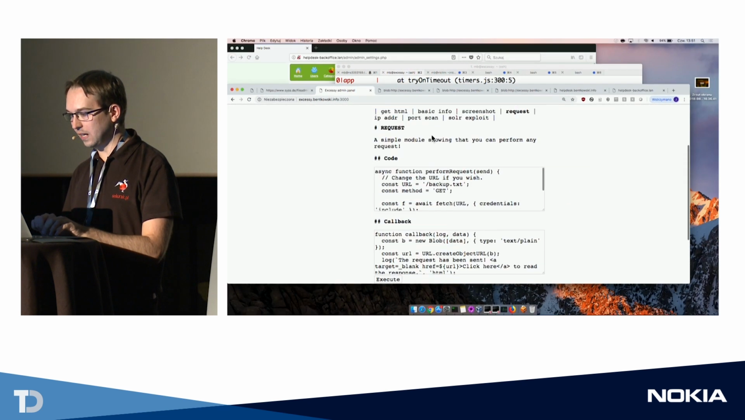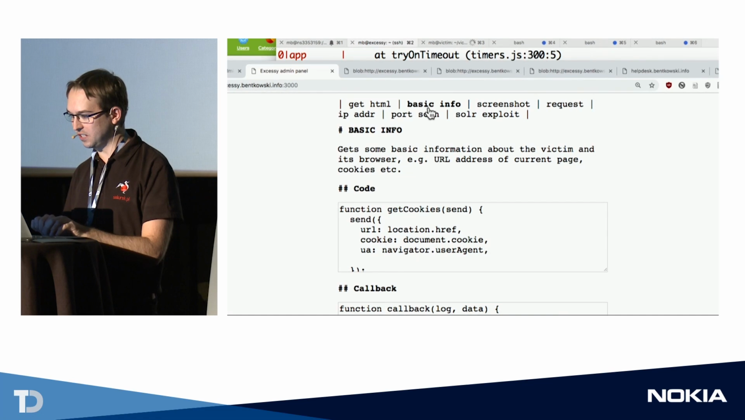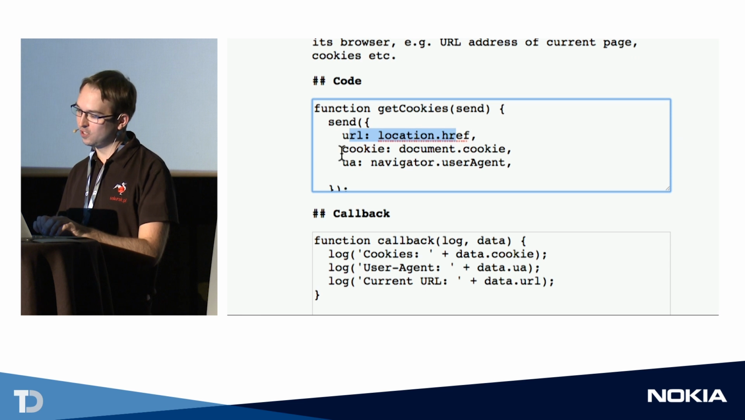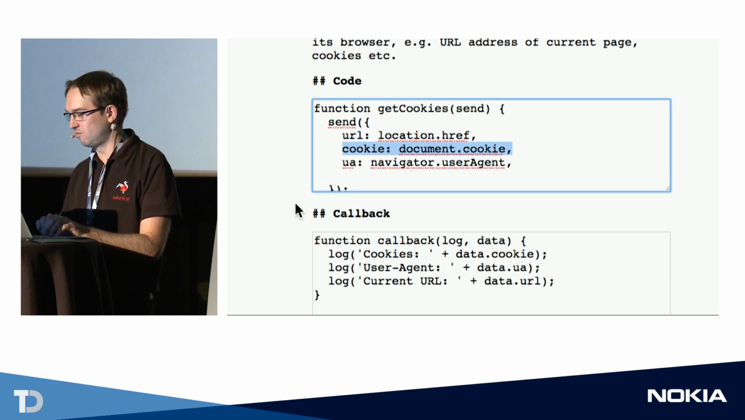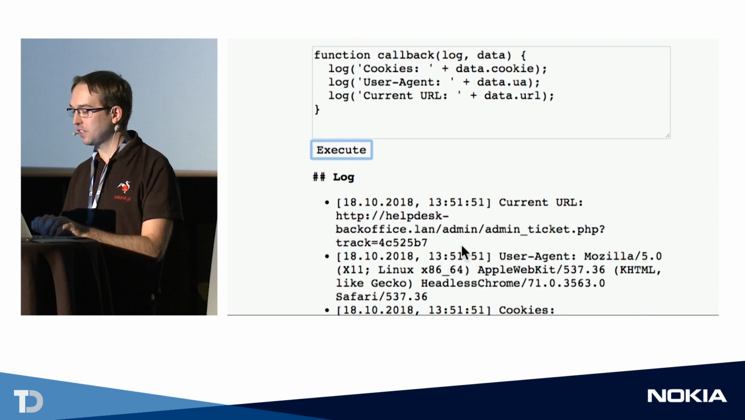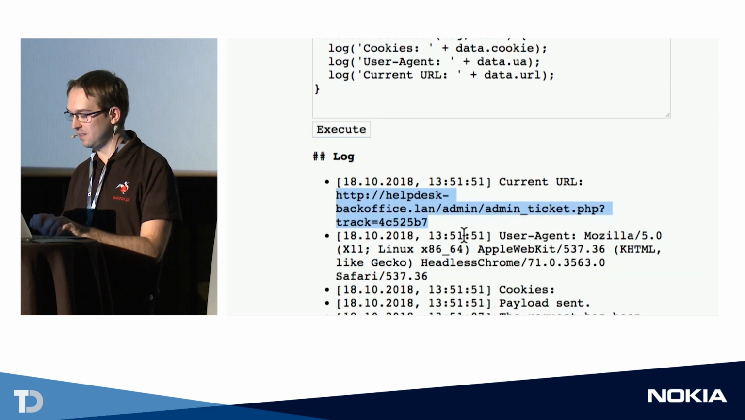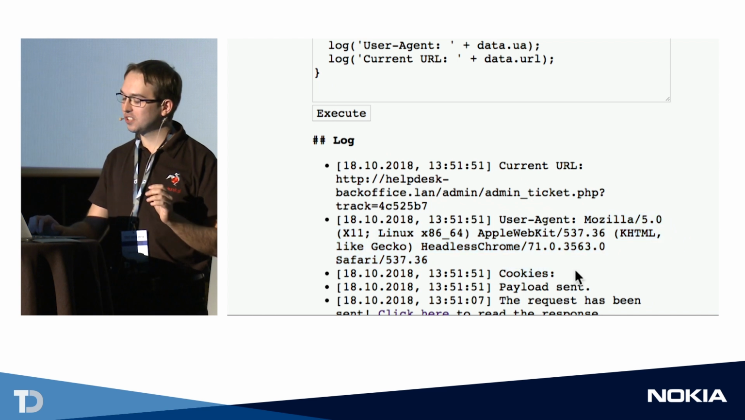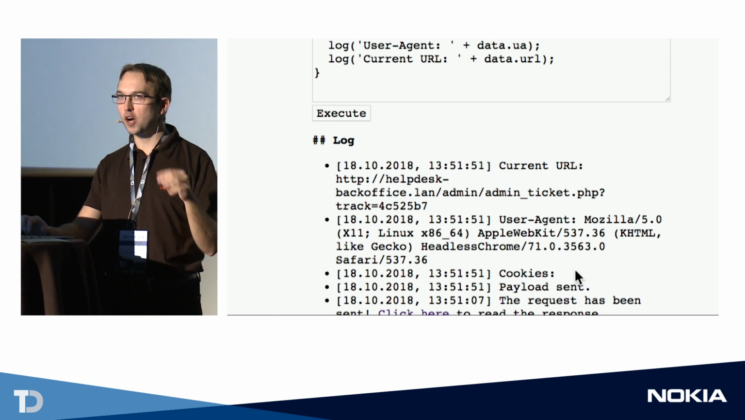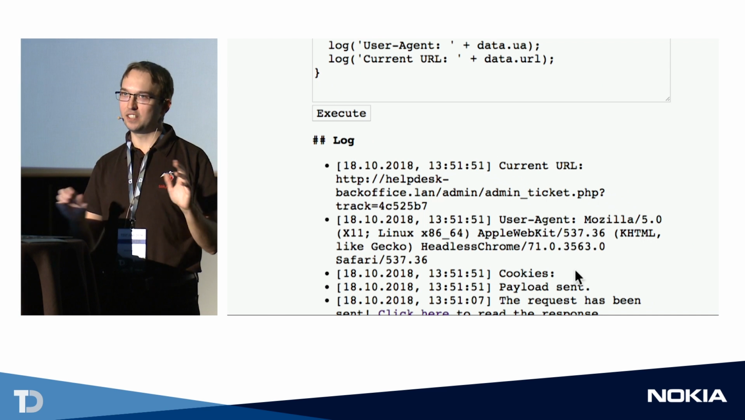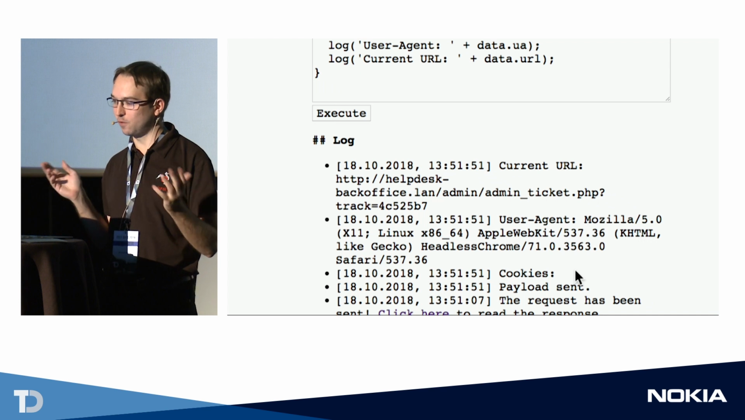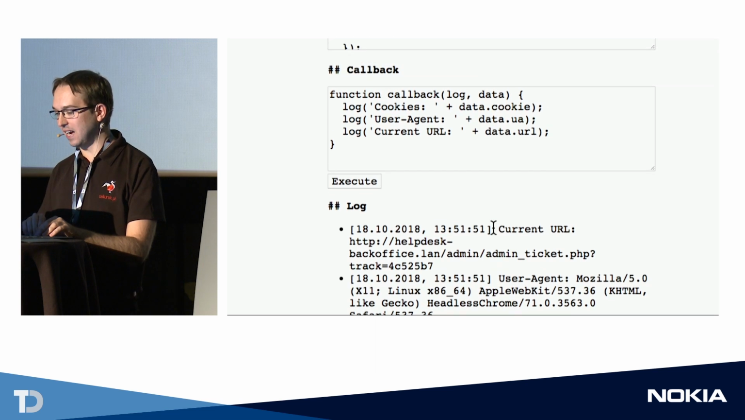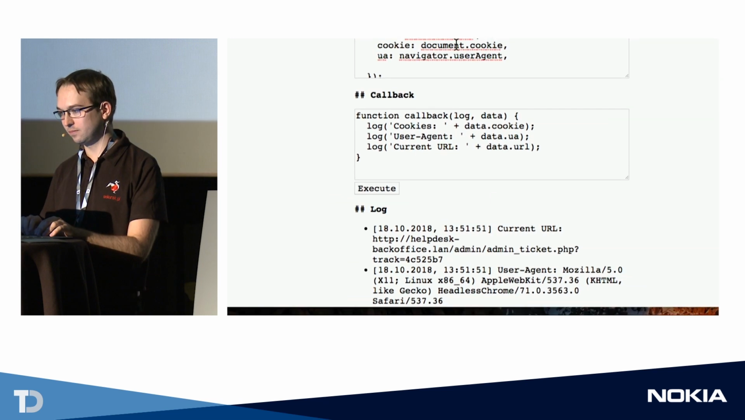Okay. Another module that I can show is basic info. This is a very simple module that just gets the URL of the page, cookies of the page, and user agent of the user. And when I execute it, I can see that the user is on this URL. This is his user agent, and I can't see any cookies. I can't see the cookies because the cookies are marked HTTP only. So they are sent in the HTTP request. However, I cannot get them from JavaScript. However, the browser adds the cookies to requests by itself.